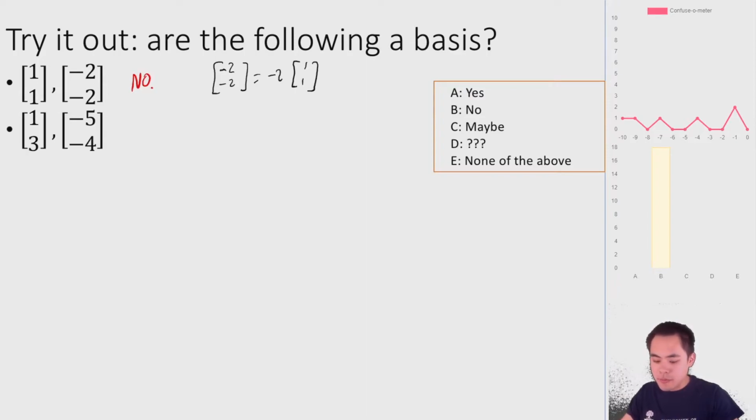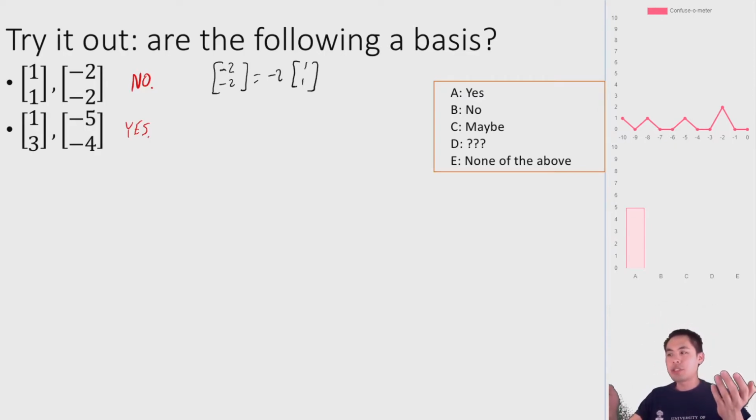Okay, let's try again. What about these two vectors? Let me reset this before you guys start replying. Okay, what about these two? Yes, these two are a basis. And why is that? There are a couple ways you can see it. For two vectors, it's easy because if one's not a multiple of the other, then they're linearly independent.